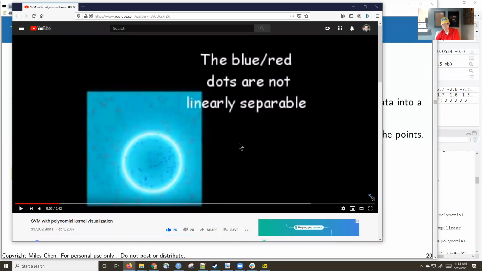So here, the video is now 13 years old, but basically, I don't know if you can see this, but on this plane, dots inside the circle are blue, and dots outside the circle are red. And so there's no linear boundary that exists in 2D that can separate the red points from the blue points.